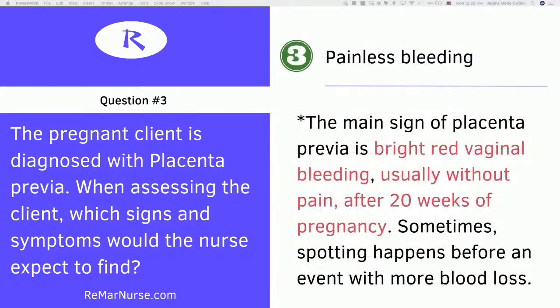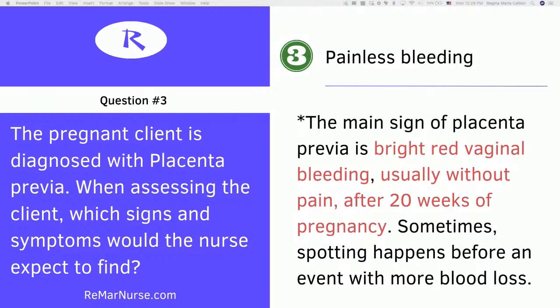And that correct answer is going to be number three. There's a lot of people that didn't get this one right, but you definitely have to. All right. You definitely are going to have to know placenta previa. And one of the main things about placenta previa is a bright red vaginal bleeding that is painless. And usually the mother doesn't even realize it, right?